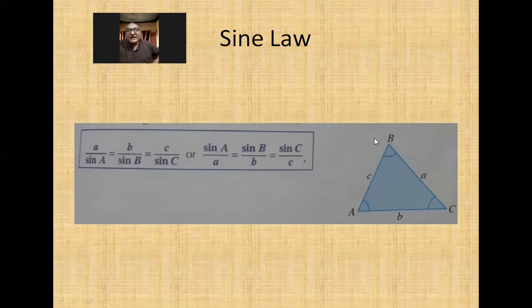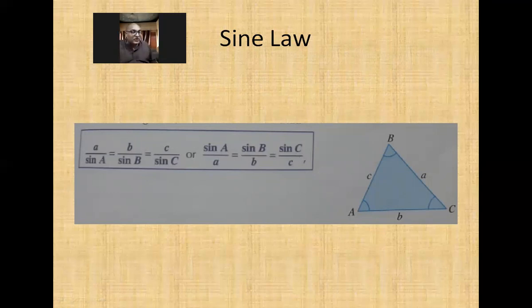In the same way, you can have C, this side, divided by the sine of the angle opposite to this side, sine C. All these three ratios will have the same value. This is called the sine law. You can reciprocate these ratios. We can write sine A by A equals sine B by B equals sine C by C. So you see, these are angles and these are sides. It's a relationship between them, and it's very useful.